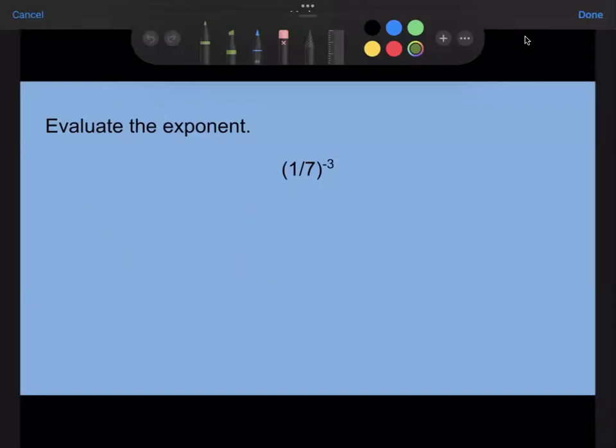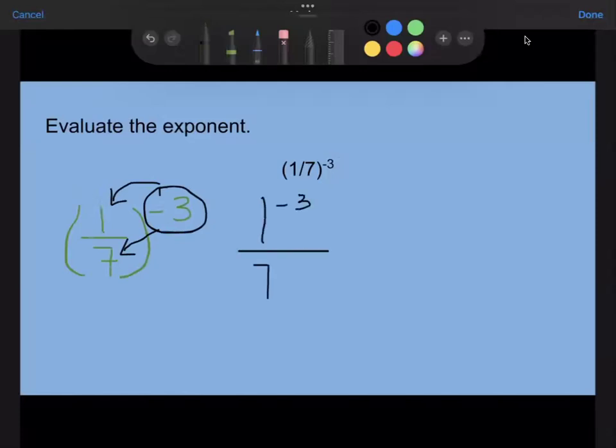Okay, here's our last one for today's video. We're going to take 1/7 to the negative third power. I'm going to rewrite that here: 1/7 in the parentheses to the negative third power. Again, what I want to do is distribute that negative third power, because it's outside the parentheses, to both the numerator and the denominator. If I distribute it here and here, that gives me 1 to the negative third power over 7 to the negative third power. Now to undo those negatives, I'm going to rewrite it as its reciprocal.